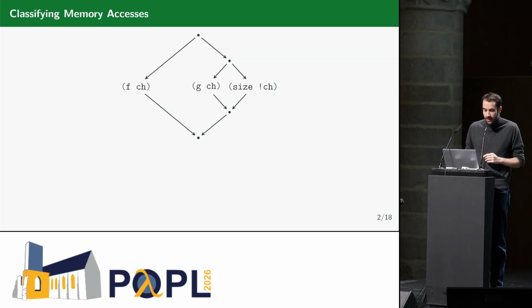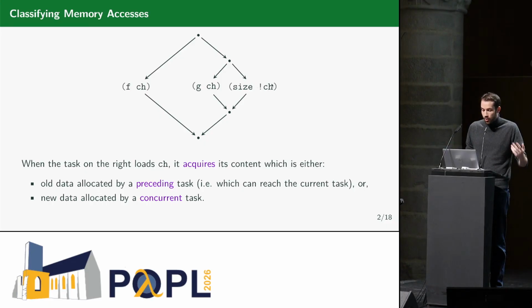So let's try to classify these memory accesses. For example, here, if we instantiate this H function by a size function that computes the size of the data inside the channel, there are two options when the task loads or acquires the content of the channel. Either it contains data allocated by some preceding task, and this precedence notion is important here. We say that a task precedes another when the first task can reach the latter in the computation graph. Or the data can come from a concurrently executing task. For example, it can be allocated by J or F.